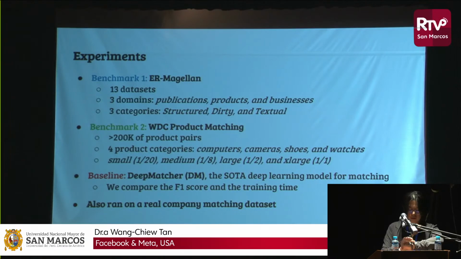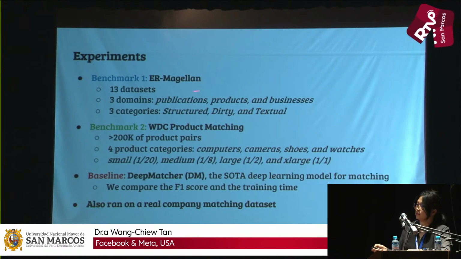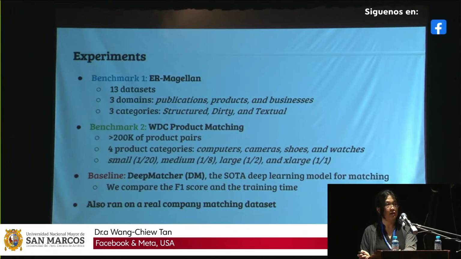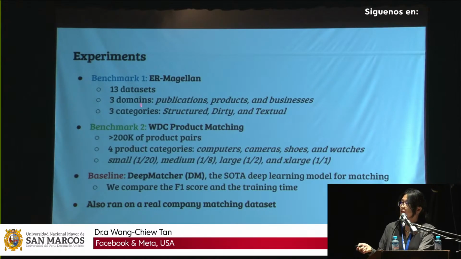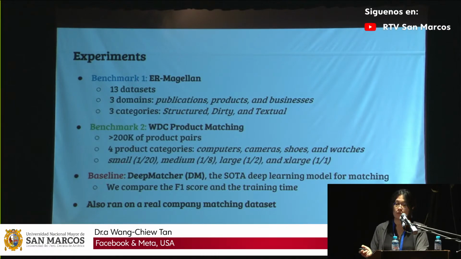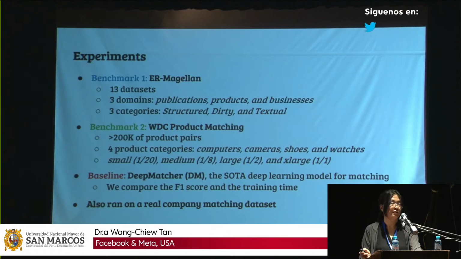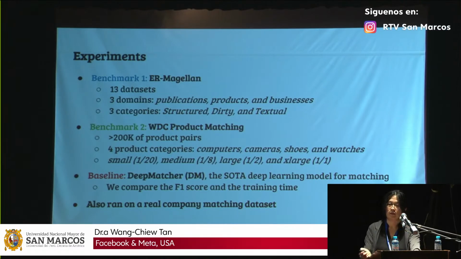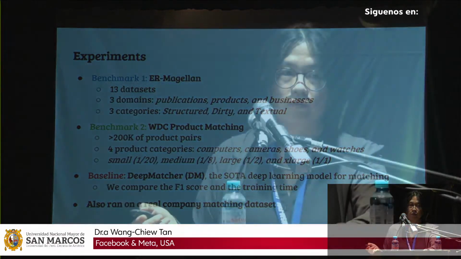So I think I have time for some experiments. We did a couple of experiments to compare our method with the state-of-the-art entity matching solution at the time, based on the benchmarks we can find. ER Magellan and WDC product matching are the entity matching benchmarks available. We also ran it on a real company data set internally, just to get a sense of how well it does in the real world.